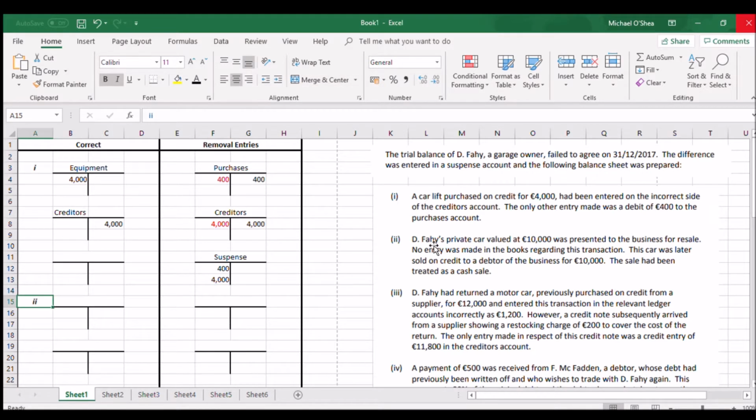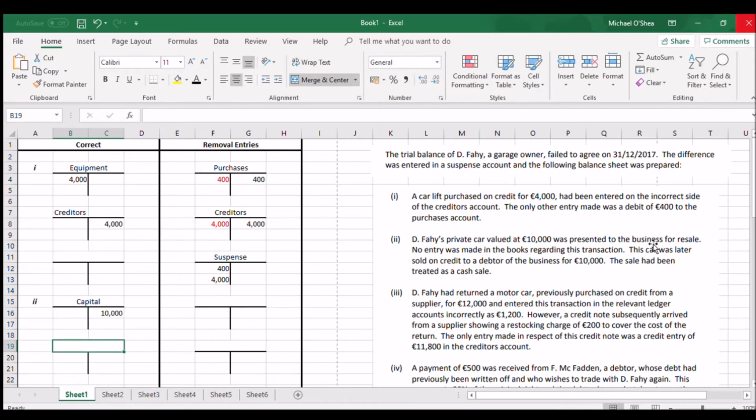So our second note, D. Fahy's private car valued at 10,000 is presented to the business for resale. No entry was made, the car was later sold. Okay, so we'll look at the first part here. Private car was entered into the business account, so they put something from their private self into the business. They have gone and they've introduced capital. Capital is, of course, a credit side figure. Introduced capital, what else have they done?